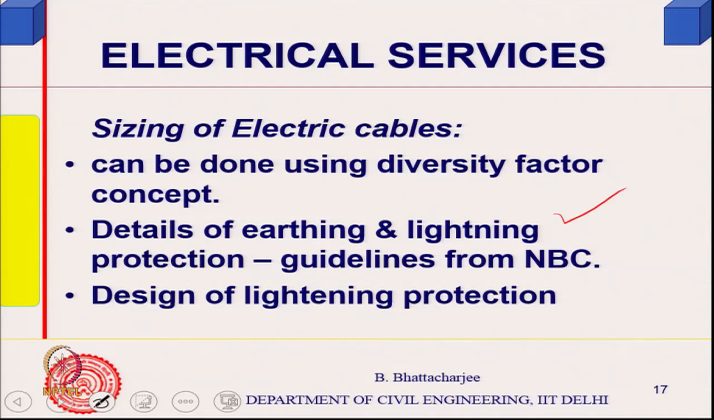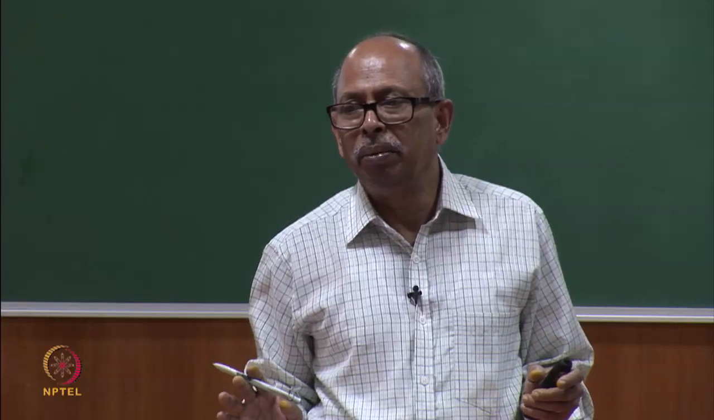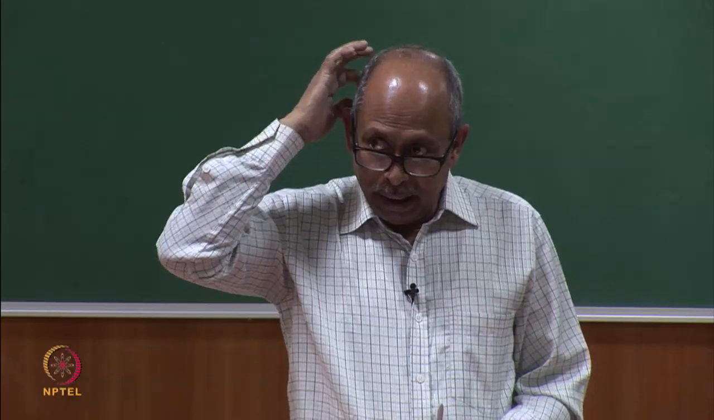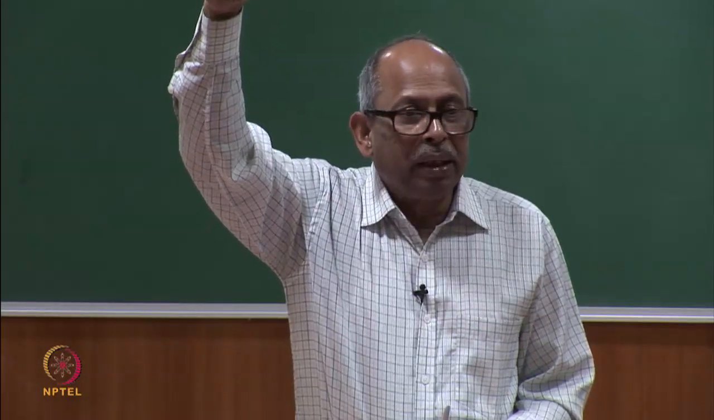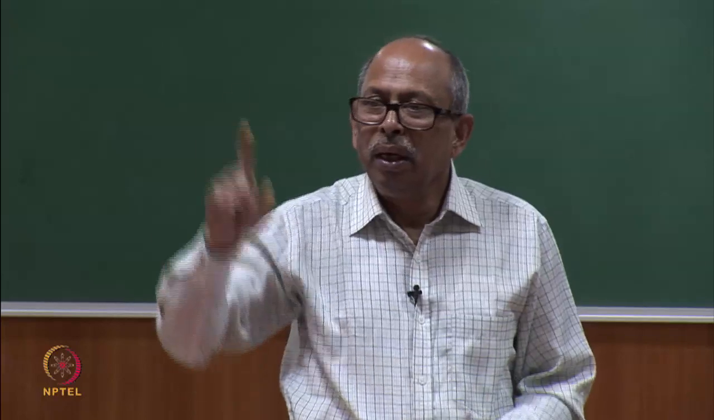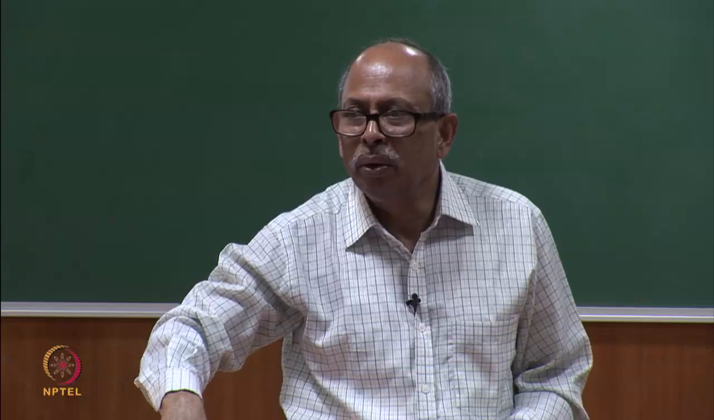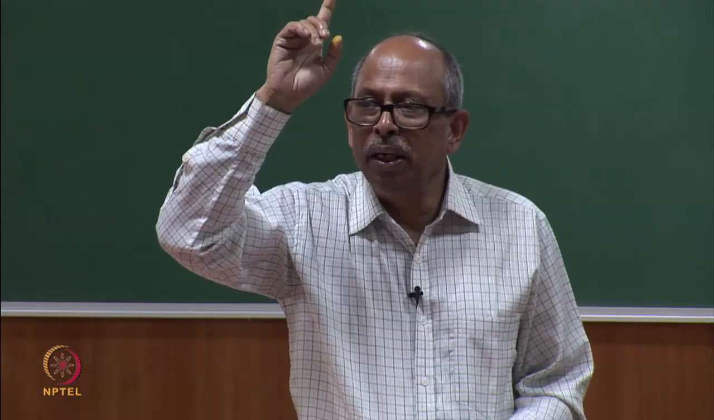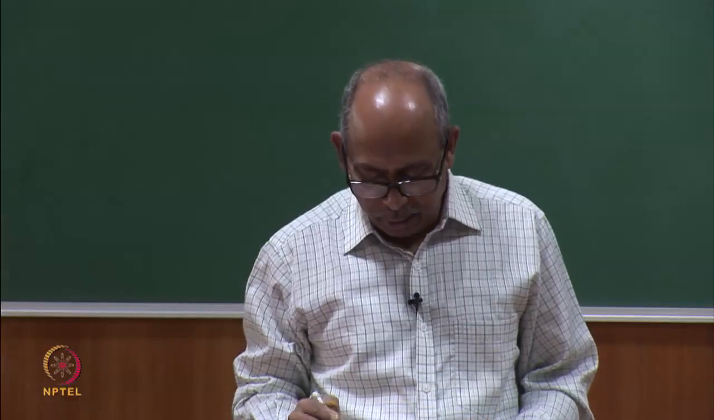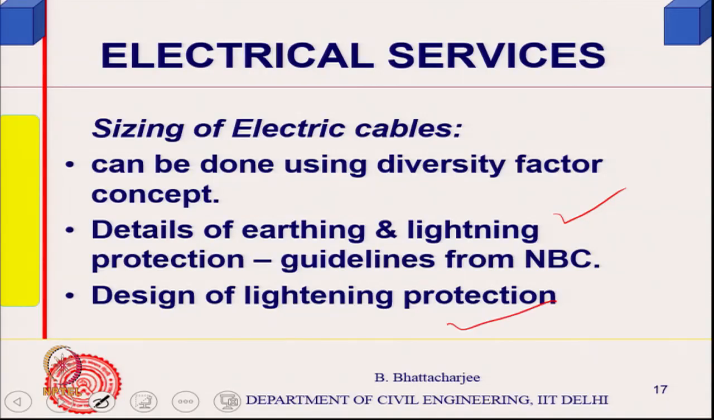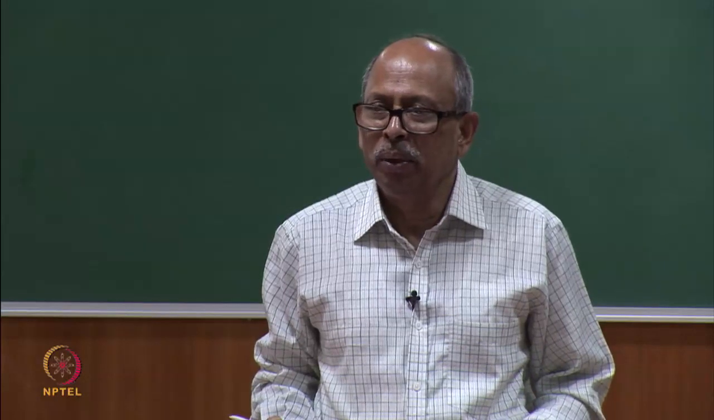Then you have to provide details of earthing and lightning protection. Guidelines are given in the National Building Code, because in case of lightning, the high voltage generated in the cloud can hit the building, but it must pass straight through to the ground. Therefore you provide a conductor at the top of the building. This lightning protection is given in the National Building Code. So, this is all about electrical services.